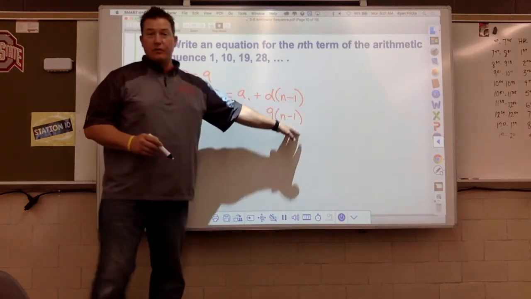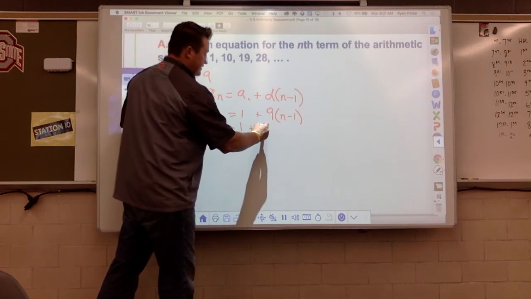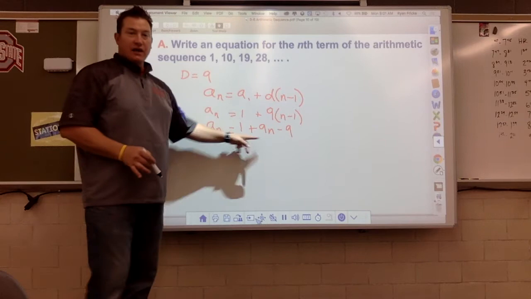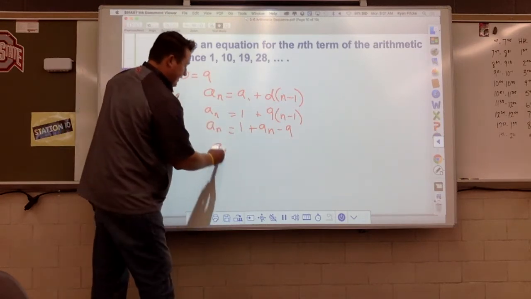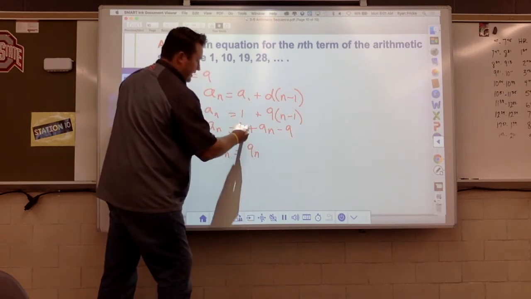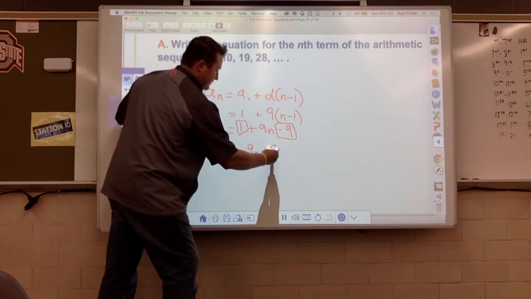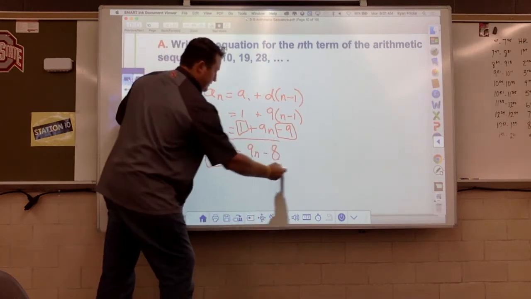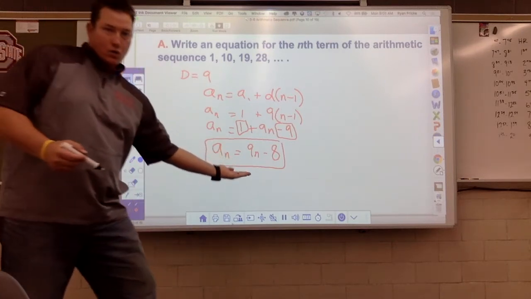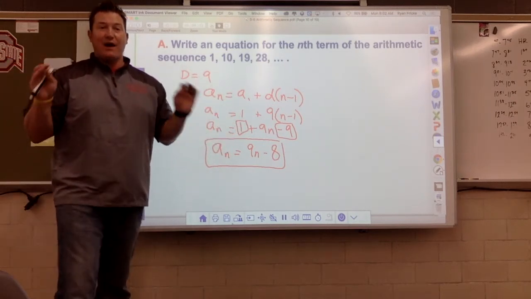All right, so we're going to distribute and combine like terms. It's going to look like this: 1 plus 9n minus 9. Awesome. Combine your like terms, right? So now we can say a_n, the nth term, is equal to 9n, and then I'm going to combine these two right here, and we're going to say minus 8. Okay? So now, guys, I can use this formula right here. It's like I'm holding it. I can use this formula to find any term that we want.